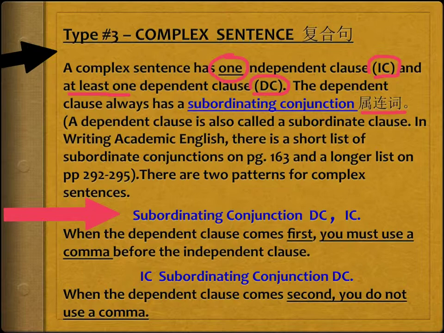Let's take a look now at the patterns for complex sentences. Two different patterns. We have the subordinating conjunction coming first with the dependent clause, then a comma, and the independent clause. I want you to notice carefully when the dependent clause comes first, you must use a comma. You must use a comma. So we have the dependent clause first, then we have a comma, and the independent clause.